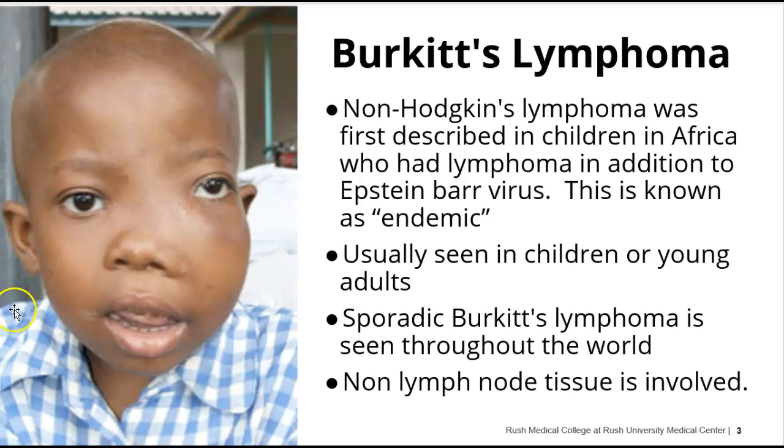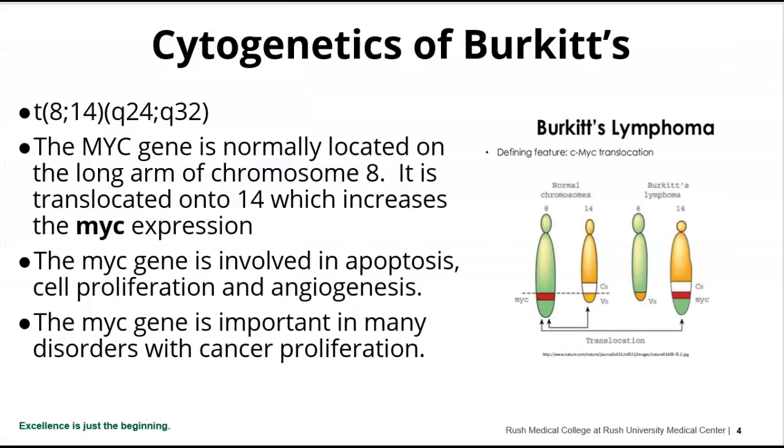I'm sure you've seen this same picture 100 million times because this is a picture we use for Burkitt's lymphoma. Non-Hodgkin's lymphoma was first described in children in Africa who had lymphoma in addition to Epstein-Barr virus, and this is known as endemic lymphoma. These are usually seen in children or young adults, and sporadic lymphoma is seen throughout the world. Non-lymph node tissue is also involved. So let's talk a little bit about Burkitt's.